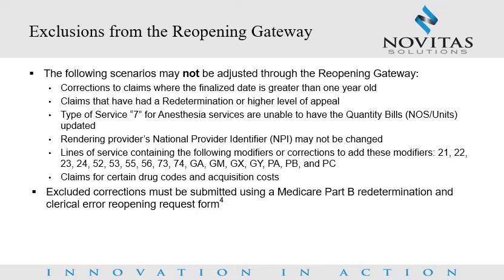Lines of service containing the following modifiers, or corrections to add these modifiers, cannot be performed through the Reopening Gateway: modifier 21, 22, 23, 24, 52, 53, 55, 56, 73, 74, GA, GM, GX, GY, PA, PB, or PC, and claims for certain drug codes and acquisition costs. The excluded corrections must be submitted using a Medicare Part B redetermination and clerical error reopening request form.